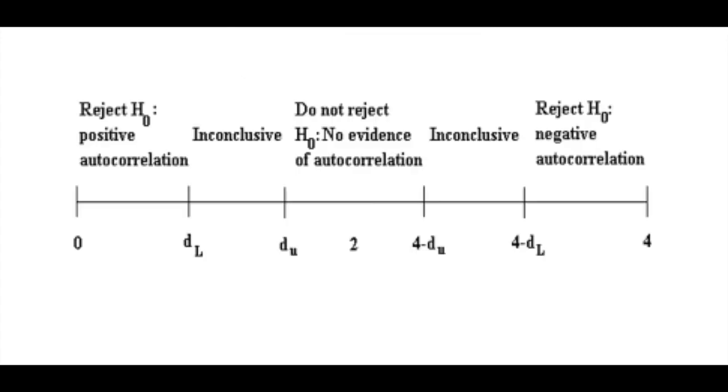Let's continue. We have our Durbin-Watson scale. It goes from 0 to 4. We have two inconclusive ranges, from dl to du and 4 minus du to 4 minus dl. These are not enough evidence to reject; they may point to something, may not. We have our two rejection regions, from 0 to dl and 4 minus dl to 4. These are either positive autocorrelation, where rho is greater than 0, or negative autocorrelation, where rho is less than 0.